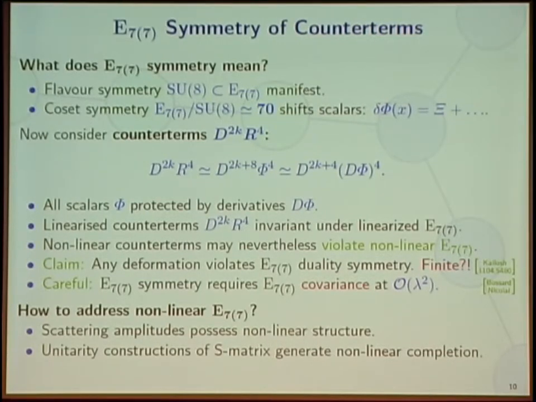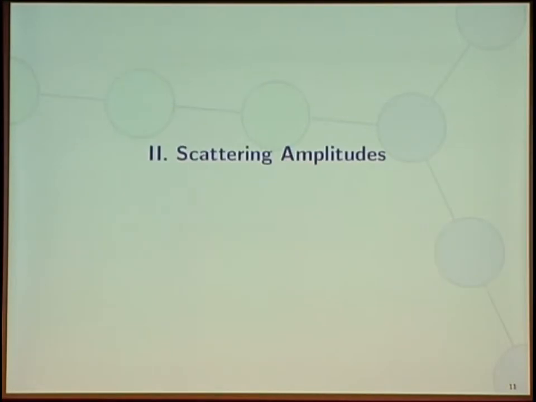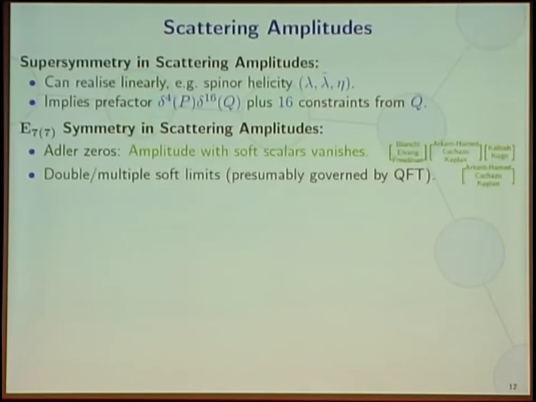So how to address this nonlinear symmetry? Linear can be done sort of easily, but how to address the nonlinear E7? Here one can make use of scattering amplitudes and unitarity. Point is that the scattering amplitudes, even at tree level, already come along with the nonlinear structure of the theory. And we can use unitarity, construct the S matrix, and then generate these nonlinear corrections along the way. So let's consider scattering amplitudes.